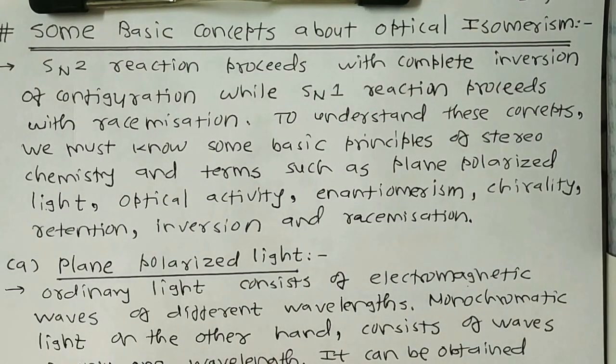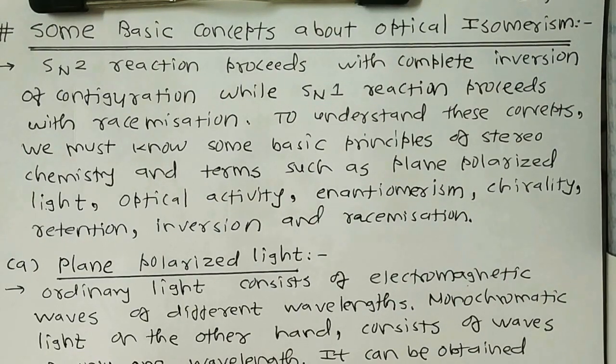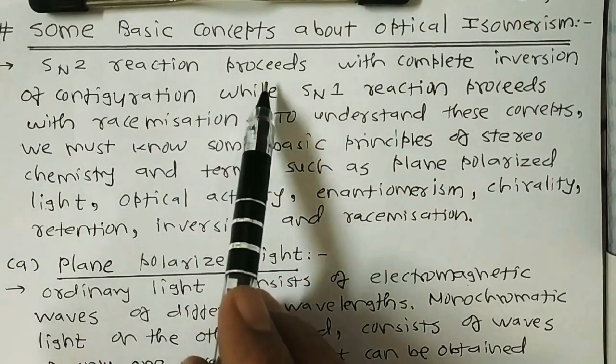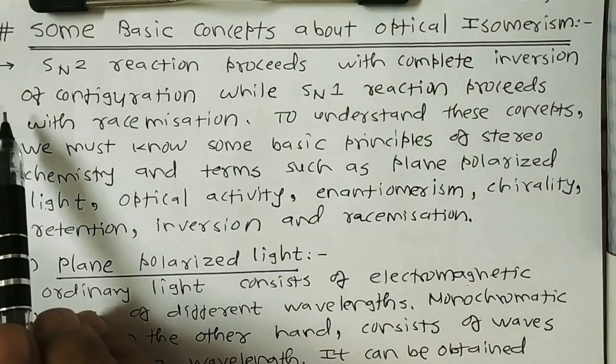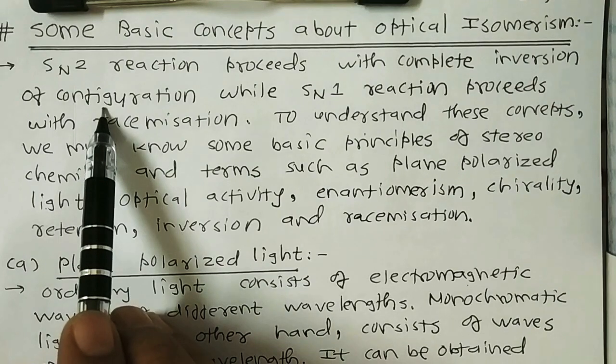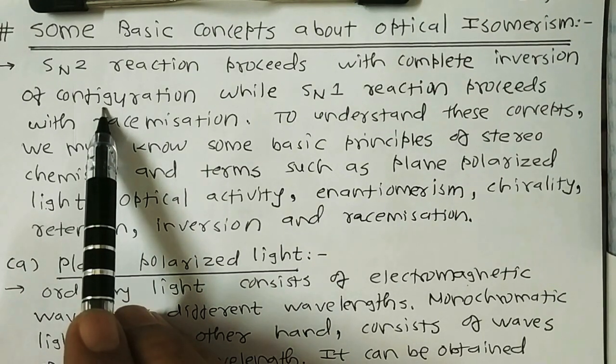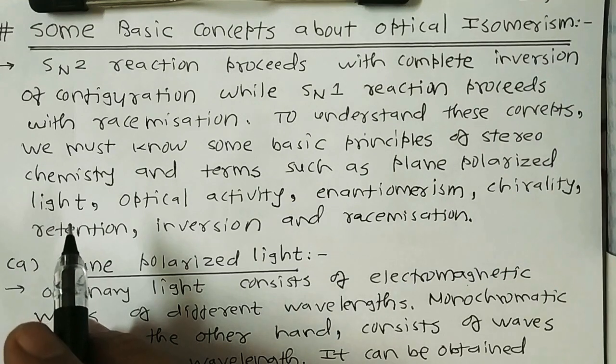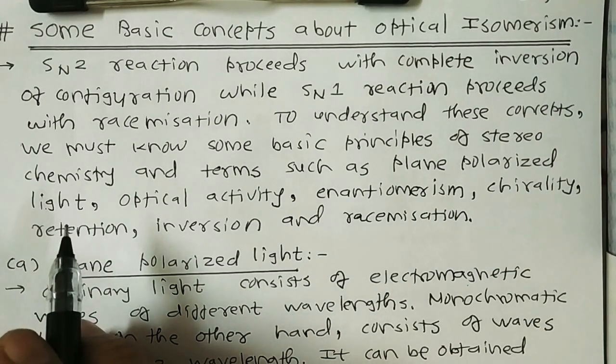Why is optical isomerism required in this lesson? Because we know that the SN2 reaction proceeds with a complete inversion of configuration. It's known as the Walden inversion, like an umbrella turning inside out in a strong wind. This inversion of configuration is called the Walden inversion.